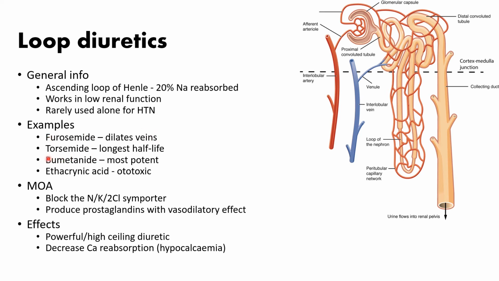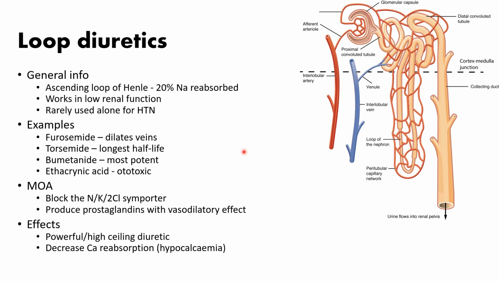Torsemide is the loop diuretic with the longest half-life. Bumetanide is the most potent loop diuretic, and it has fewer adverse effects compared to furosemide. Ethacrynic acid is highly toxic. I don't think it's used quite commonly. It's ototoxic, and that means it's toxic to the ear and the auditory nerve.